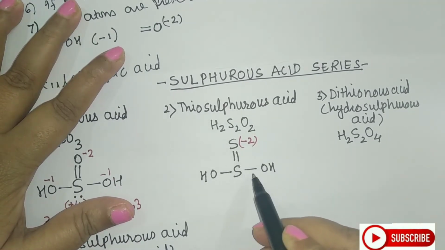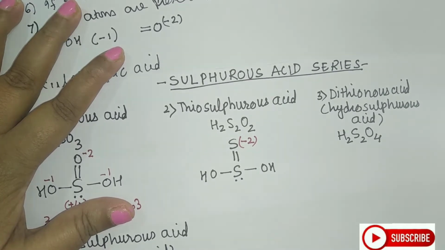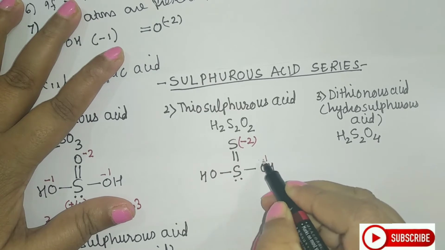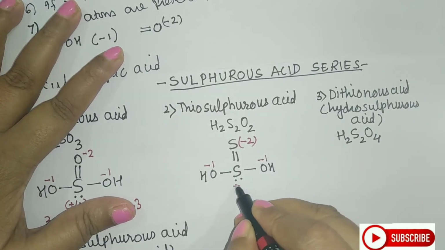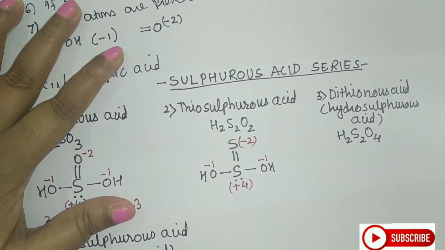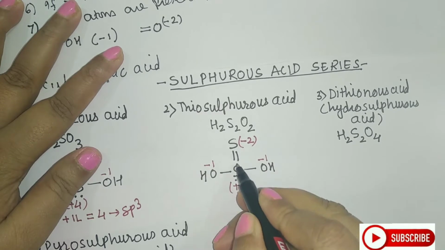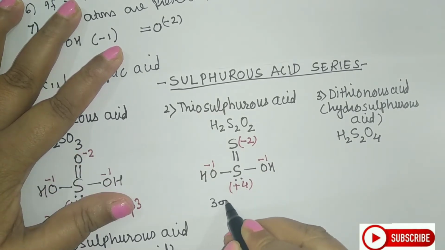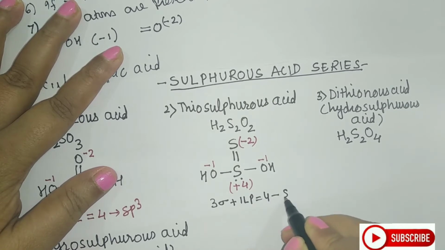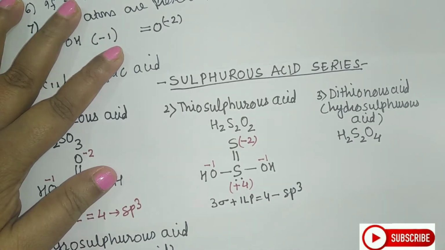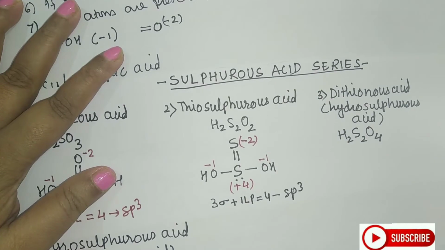1, 2, 3, 4. So, there must be 1 lone pair here. Now, let us assign the oxidation states. -1 here, -1, total of -4. So, sulfur here is in its +4 oxidation state. If you check the type of hybridization, it will be 1, 2, 3, so 3 sigma plus 1 lone pair. So, again it is 4. So, here also sulfur is undergoing sp3 hybridization.